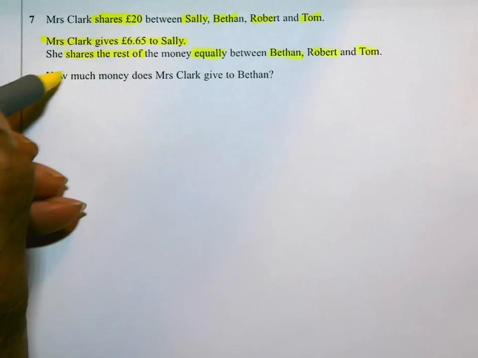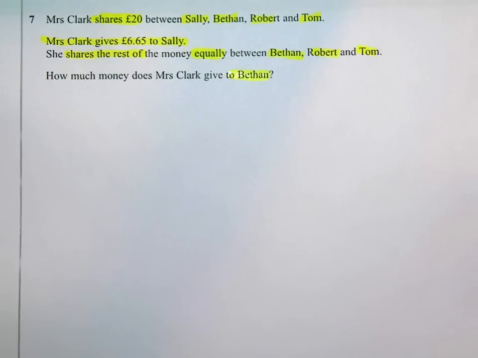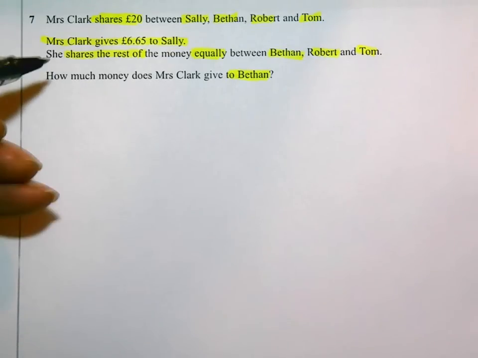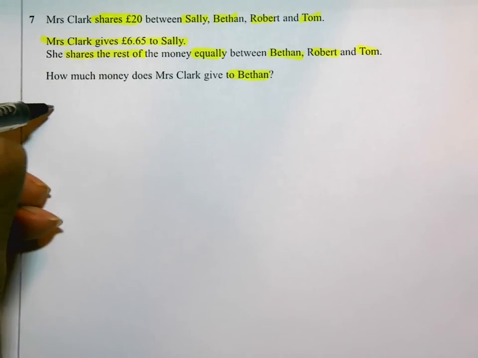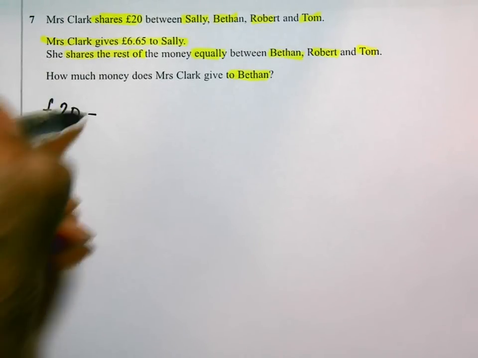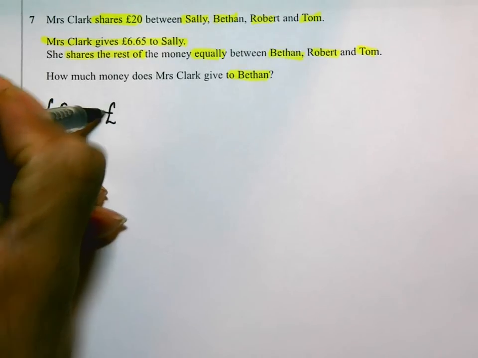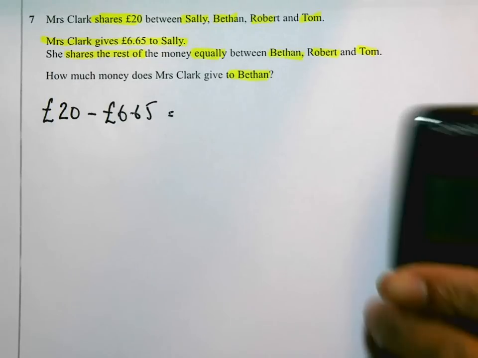How much money does Mrs. Clark give to Bethan? Okay, so we need to sort of break this up into bits. So the first bit we're going to do is work out how much was left over after she gave £6.65 to Sally. So what I need to do is £20 take away £6.65. Now I could go off to one side and work that out.